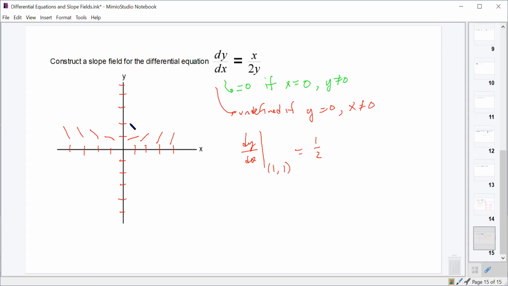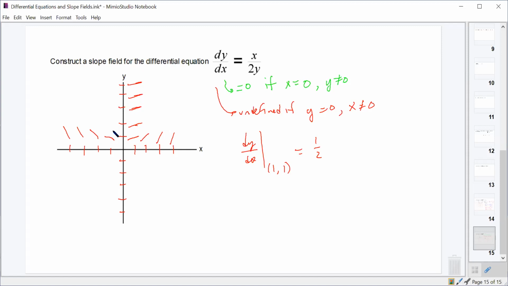What are we going to get? A fourth, so even less steep. And what if I keep moving up? X is 1, but y is 3. It's going to get even less steep. Right, we're going to keep getting less and less steep. Try to make those less and less steep. It's sort of hard to see it.